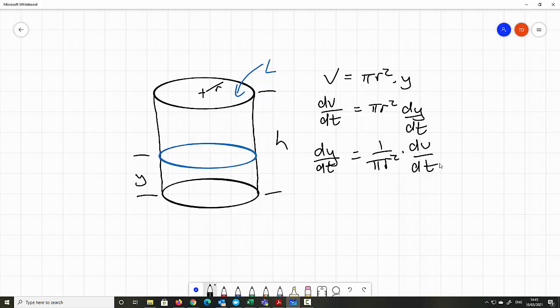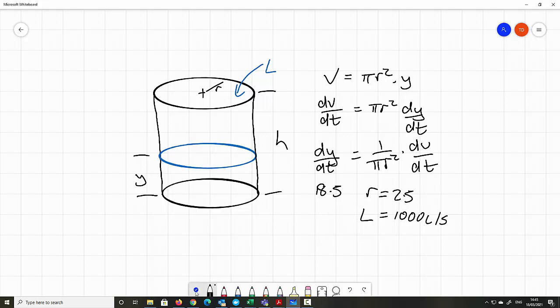So to put some numbers to this, section 18.5 in the textbook describes this situation where the container has a diameter of 5 meters, so r is equal to 2.5 meters. Liquid is flowing in at a rate of 1,000 liters per second, and we want to know the rate of change of depth.